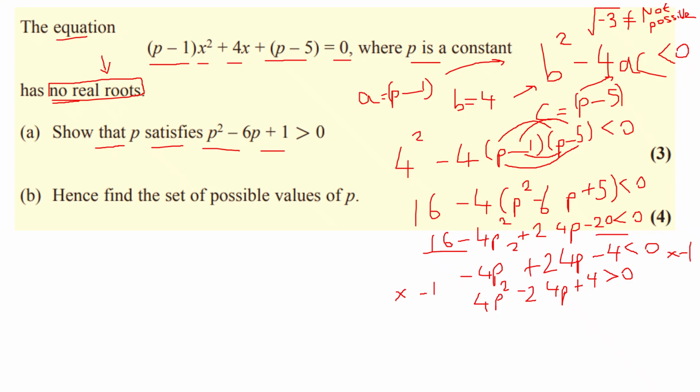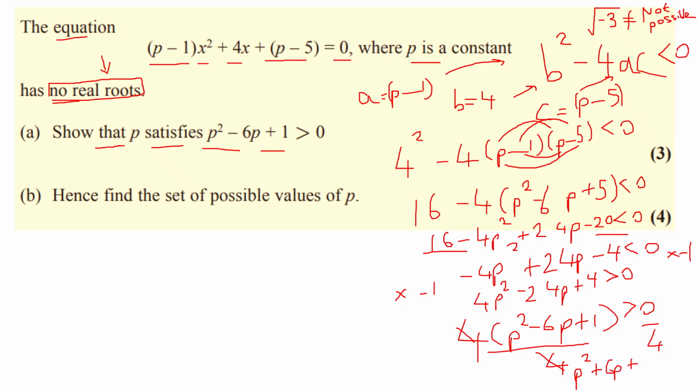Then I'm going to factor out 4. You could say we have 4(p² - 6p + 1) > 0. And the final step, if you want, is to divide both sides by 4. These 4s are going to cancel. I'm going to get p² - 6p + 1 > 0, as requested, as shown, as required.